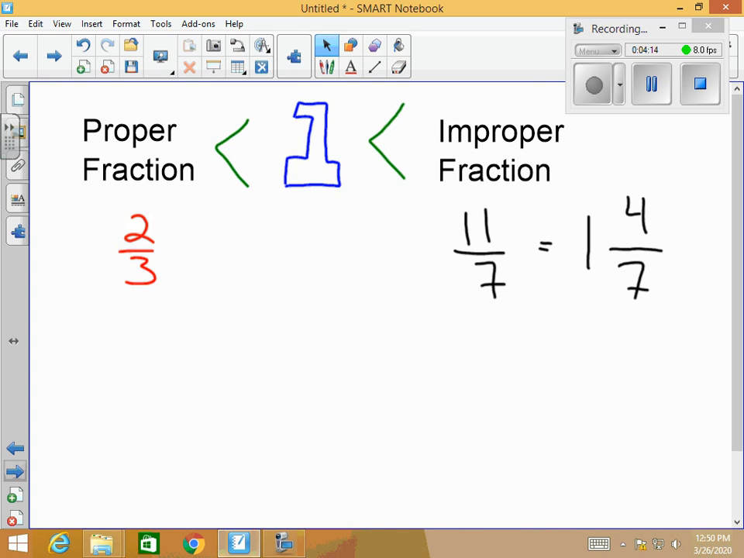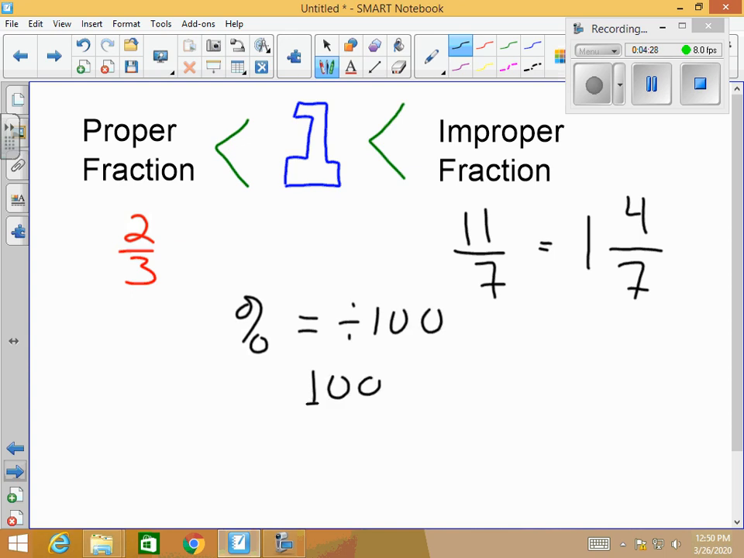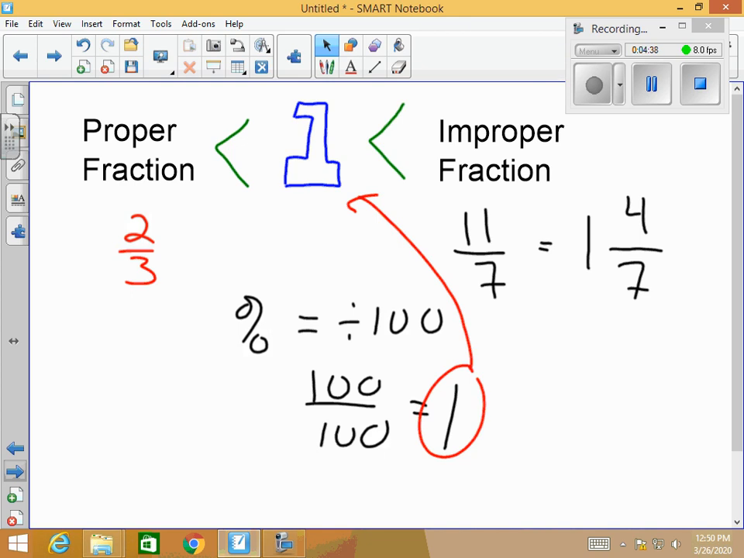Because when we start dealing with percents, a percent is actually divided by 100, which means 100 over 100 gets us 1, which is the number we're all talking about. So a percent that is less than 100% is actually less than 1. A number that is over 100% is actually a number that's going to be greater than 1.